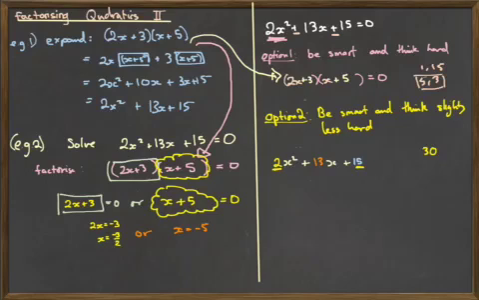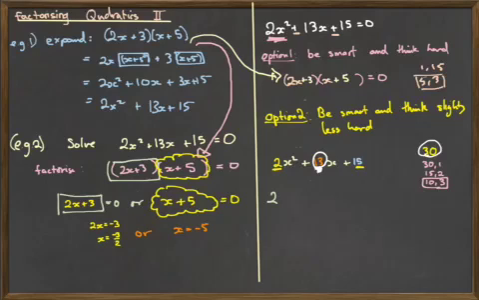Now what I try and do is find numbers that multiply to make 30 and add to make 13. So I write the factors of 30: 30 and 1, 15 and 2, 10 and 3. The ones that add to make 13 are 10 and 3, because they multiply to make 30 and add to make 13.